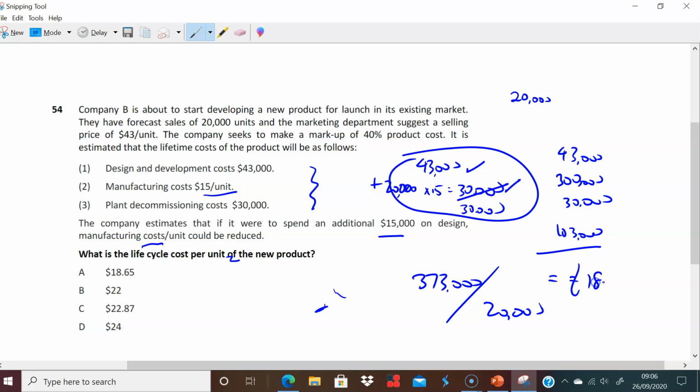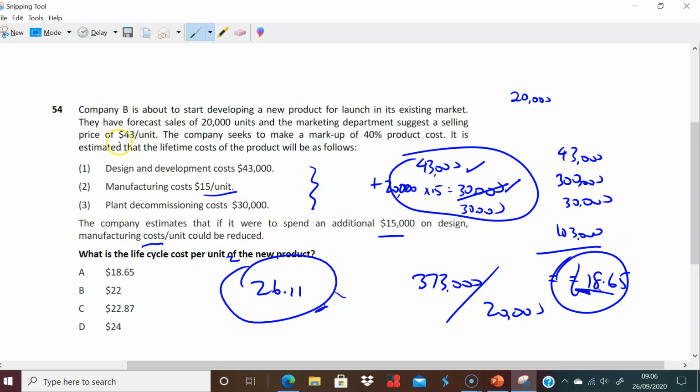So you have £18.65. That's your life cycle cost. And the company seeks to make a markup of 40% on product cost. If I multiply this by 1.4, I can sell it for £26.11. That's the markup you're looking for. That's what you can sell it for. This question is just asking for the cost. So the cost is £18.65.